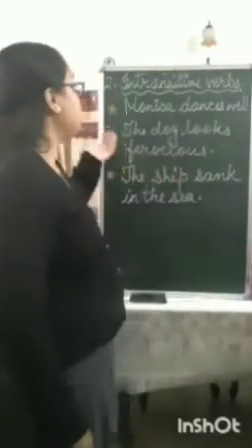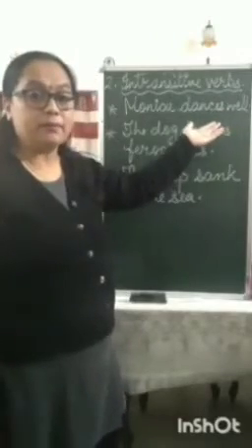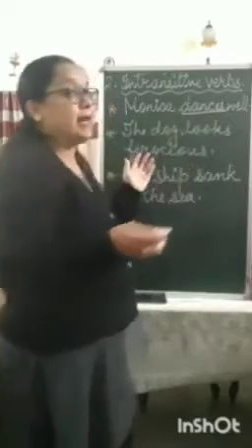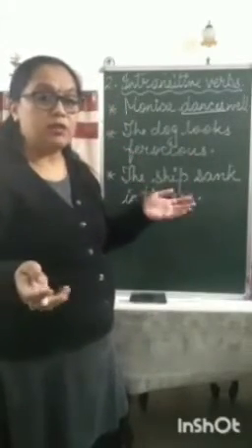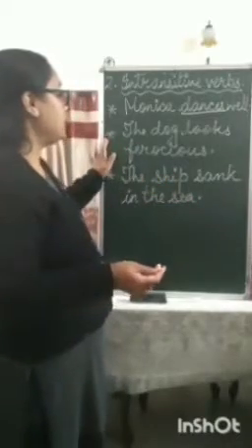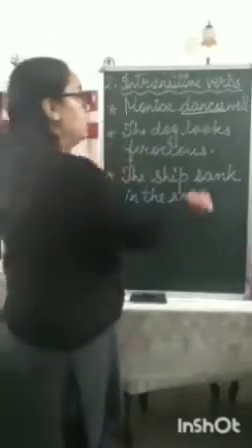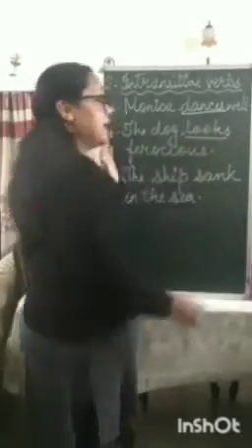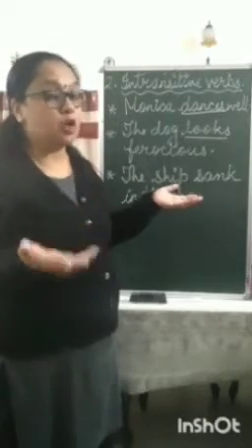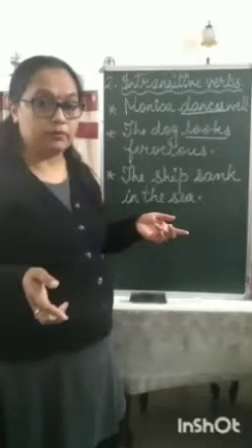Let's see a few examples. First one, Monica dances well. What is the verb here? Dances. When we say Monica dances well, we do not ask the question what. Do we? No. Similarly, the second sentence, the dog looks ferocious. What is the verb here? Looks. Yes, we can ask how does the dog look? Then we say the dog looks ferocious. But we're not asking what does the dog look.